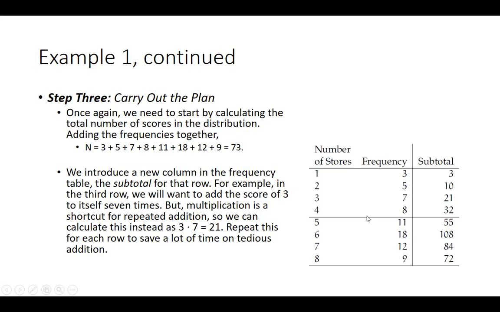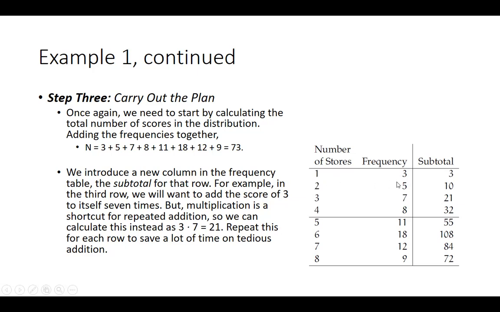So let's carry out the plan. Once again, we need to start by calculating the total number of scores in the distribution. So adding together the frequencies, 3 plus 5 plus 7 plus 8 plus 11 plus 18 plus 12 plus 9 gives us 73 total responses. We introduce a new column in the frequency table, the subtotal for that row. So that's the multiplication column.